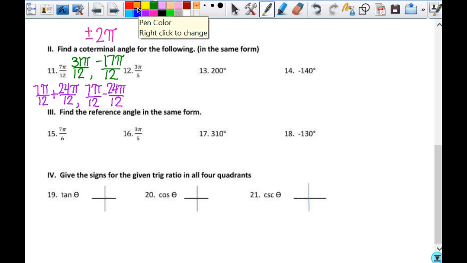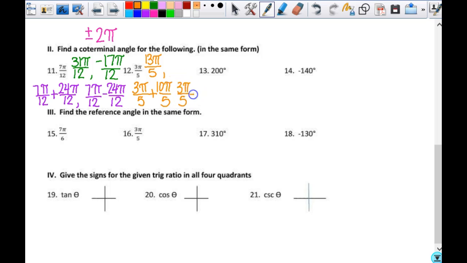So then, for 3 pi fifths, I'm going to take 3 pi fifths, and I'm going to add 2 pi, but in terms of fifths, that would be 10 pi fifths. So that's going to give me 13 pi over 5. And then I'm going to do 3 pi over 5 minus 10 pi over 5. So it's going to give me negative 7 pi fifths.